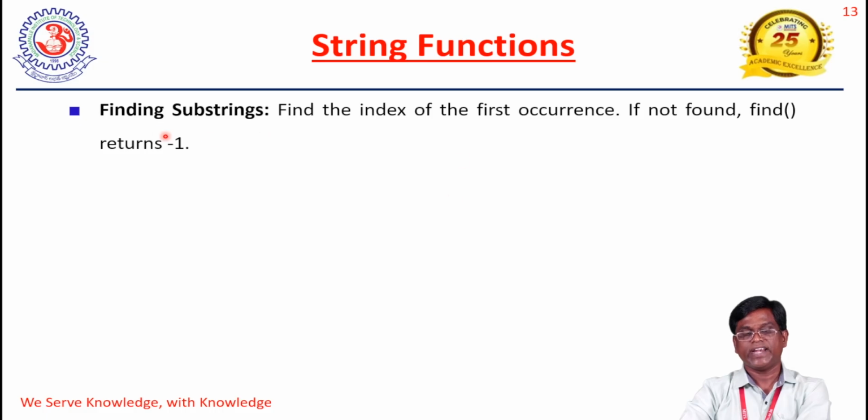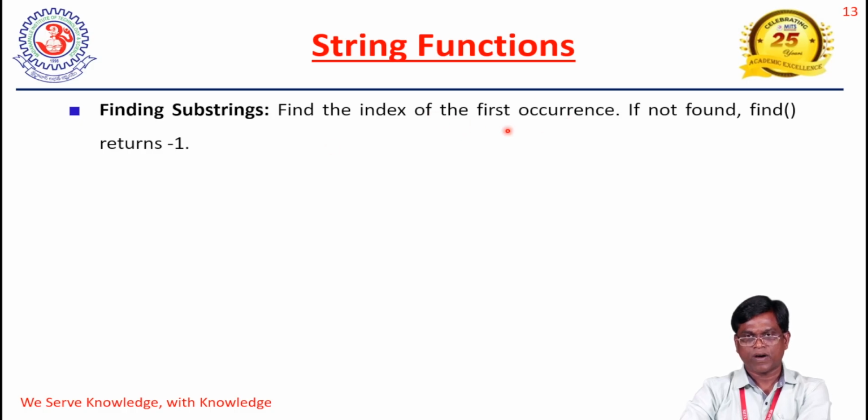Next one, finding a substring. This operation is used if you want to find the index of a particular substring in the given main string. One important thing is that the substring may appear two or more times, so it is going to return the index of the first occurrence of that particular substring in the given main string. And if the given string is not found, then it will return -1. If the string is found, it will return the index position where it is available in the given main string.